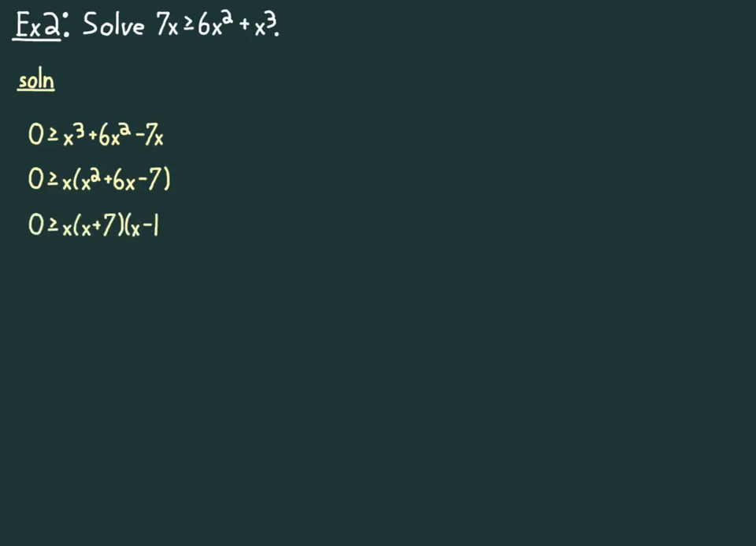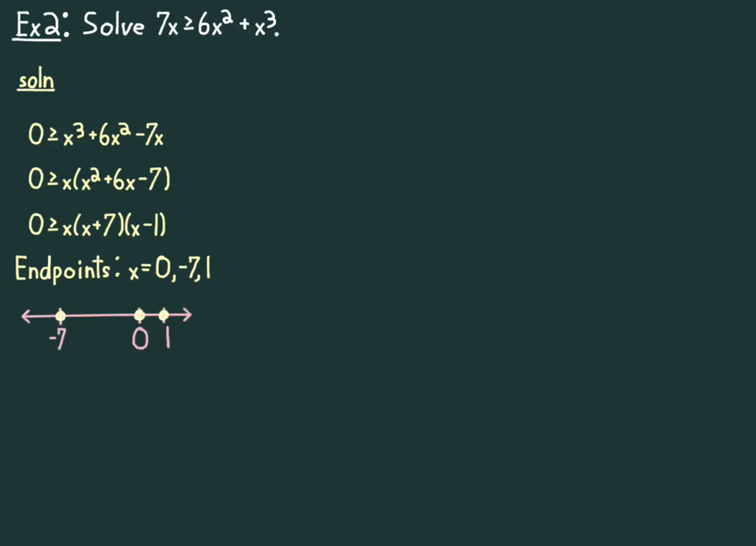And then factor that trinomial. So I get 0 greater than or equal to x times the quantity x plus 7 times the quantity x minus 1. If I solve the associated equation, I get the endpoints 0, minus 7, and 1. Put those on a number line.